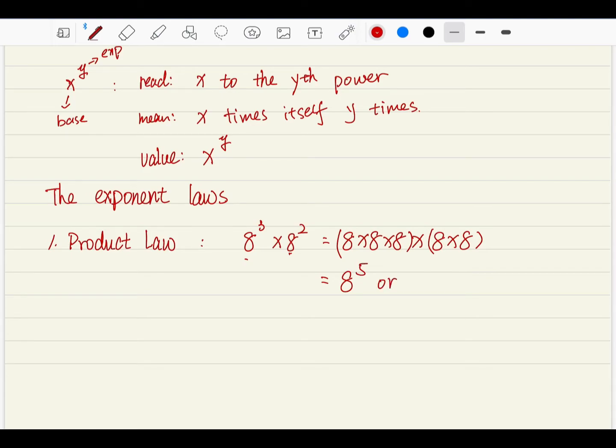Or we can write 8 to the power of 3 plus 2. So the product law: a to the mth power times a to the nth power equals a to the m plus n power. Another example: a to the third power times a to the second power equals a to the third plus second, so it's a to the 5th power.